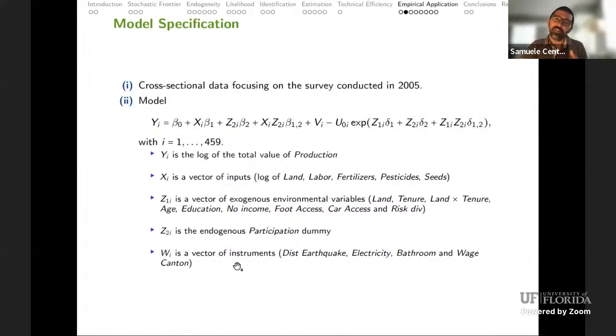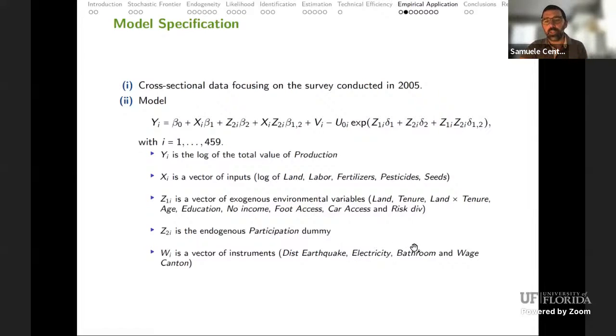El Salvador is a country that is affected by a lot of natural disasters, by earthquakes, tsunamis. There are a lot of volcanoes. So there was an earthquake in 2001, one year before the program started, that was very destructive. And we used the distance from the epicenter of the earthquake as an instrument to determine participation in the program. And then we also use other instruments.